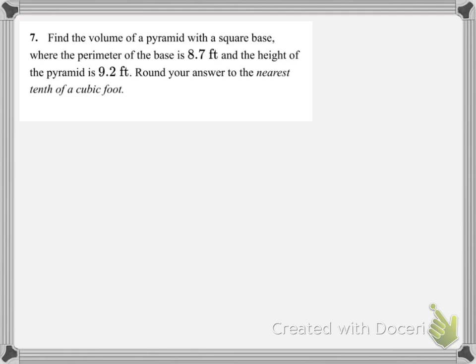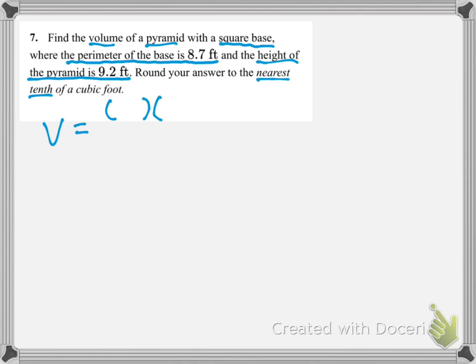Okay, another pyramid. Find the volume. Square base. Now it says the perimeter of the base is 8.7 and the height of the pyramid is 9.2. Nearest tenth. So volume equals area of the base times the height divided by 3. Well, the height is 9.2, that's fine. But they gave me the perimeter. Perimeter doesn't really help me because perimeter is the distance around the square. It's not the area. Well, it's a square base.